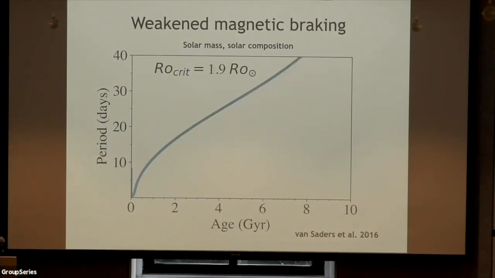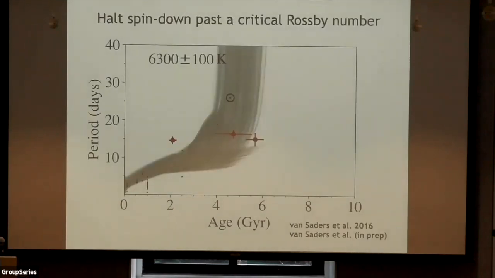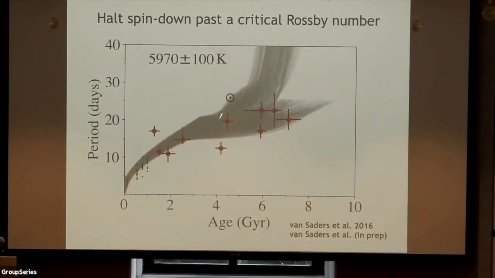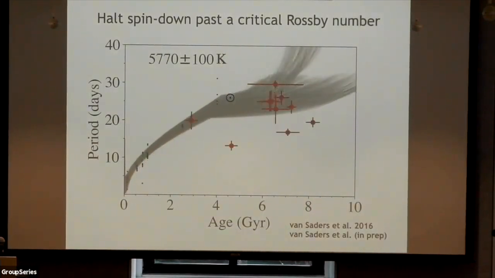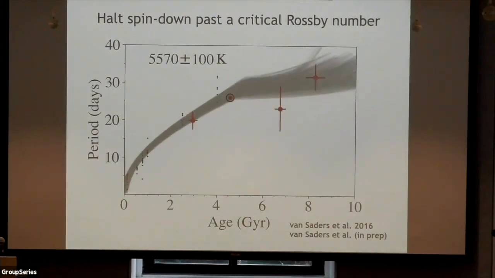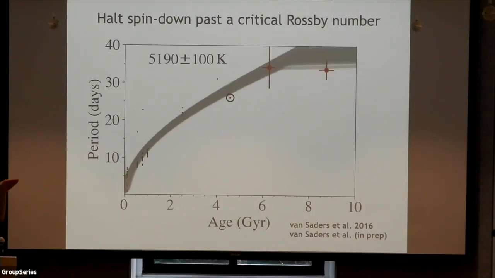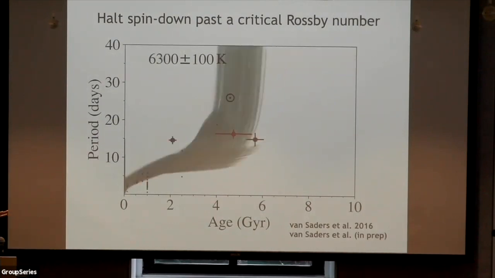And we can basically fit for this parameter and say what critical Rossby number would do a good job of fitting both. I've done this now for this sample of stars, and the models in the background now incorporate this. That kink is that point where you hit that critical Rossby number. And you can see that, still not perfect, but you do a much better job of simultaneously matching the open clusters and the asteroseismic targets, right?